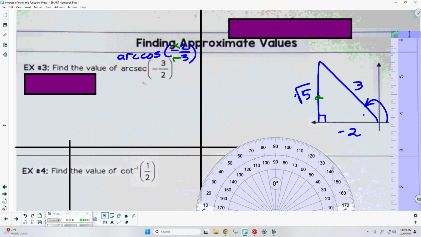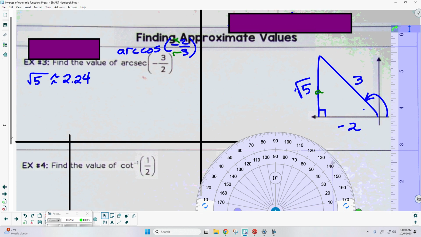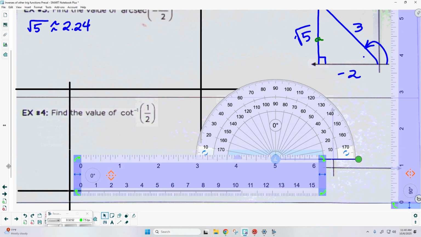Okay, now because we don't have the calculators out today, I'm going to help you out. So the square root of 5 is about 2.24. Let me turn on the light, so this is going to be easier for you to see. Okay. So as you're working along, I'm going to do the same thing. So I need a base length of 2 centimeters.